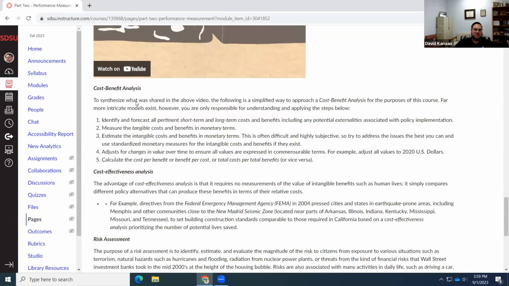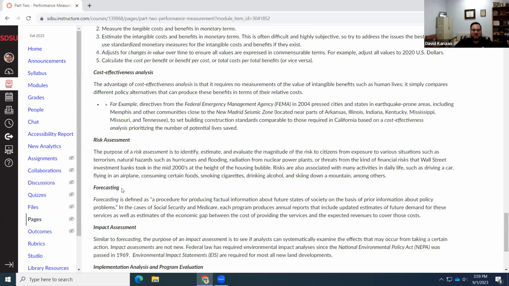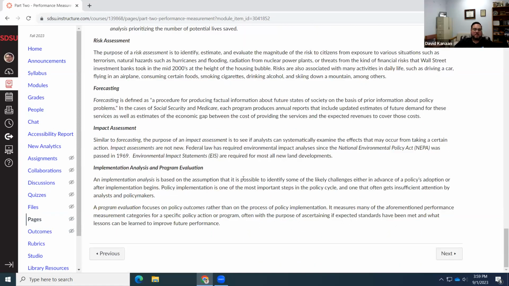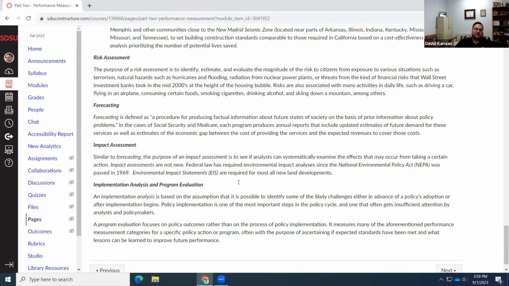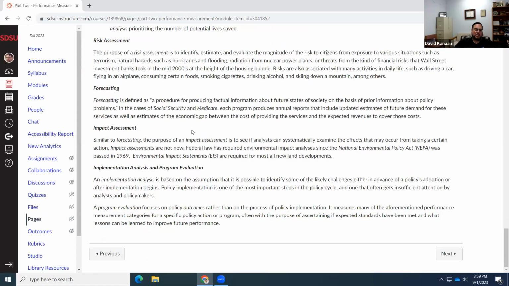Cost effectiveness versus cost benefit: they're very similar, but they look at different outcomes. Risk assessment, forecasting, impact assessment, implementation analysis, program evaluation. All of these things are used, and there's definitely some overlap, like forecasting, where you'll have an impact assessment or cost effectiveness analysis, etc. So they're not mutually exclusive. They often overlap.